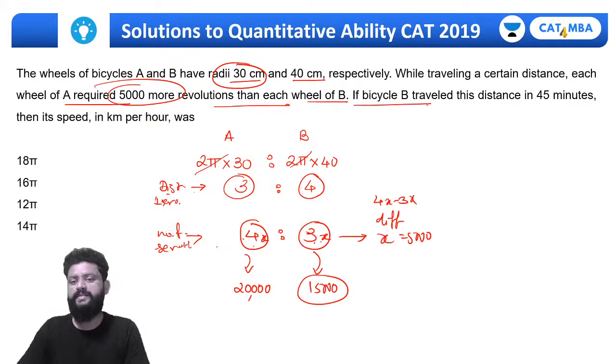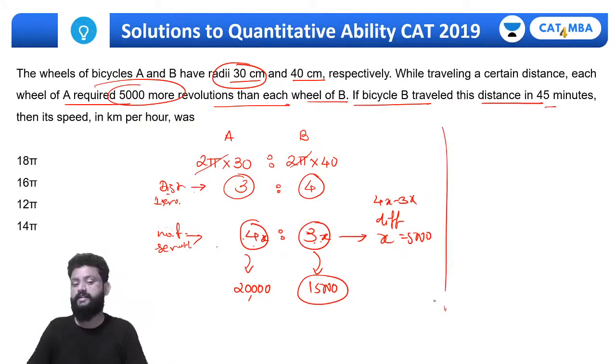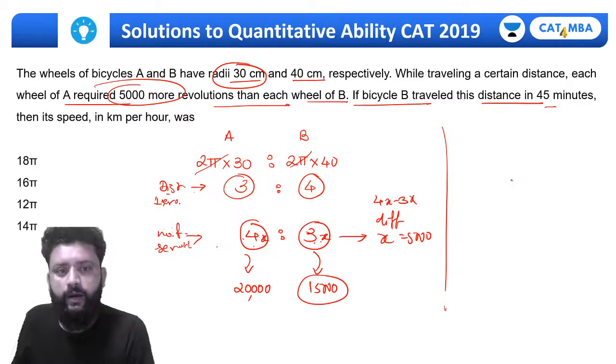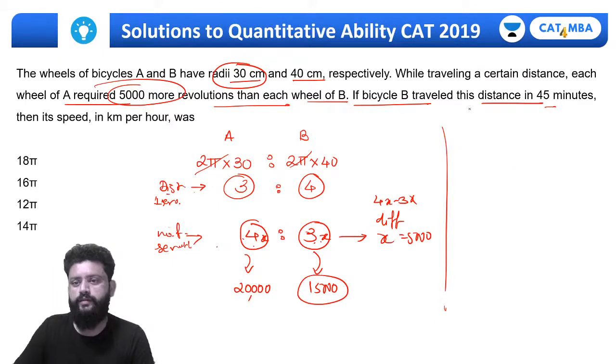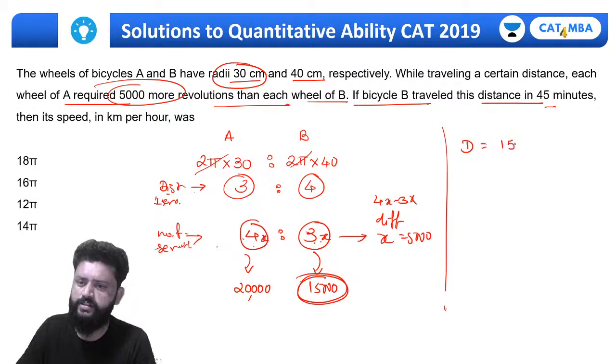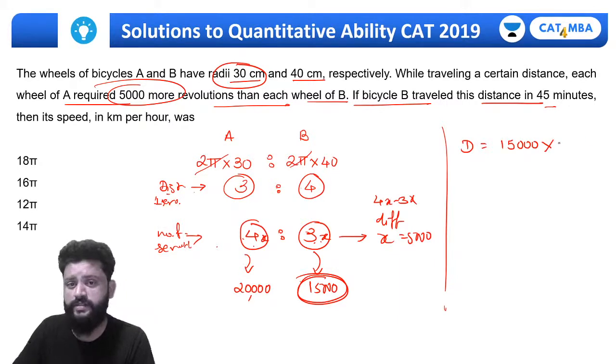Okay, so bicycle B traveled a certain distance in 45 minutes. So we don't know what the distance is. Okay, bicycle B travel this distance. So this is the distance. We know the distance in terms of revolutions. So the distance is 15,000 revolutions into circumference of the circle, that is 2 pi into 40, and this value will be in centimeter. Okay, now we want to convert this value in kilometers.